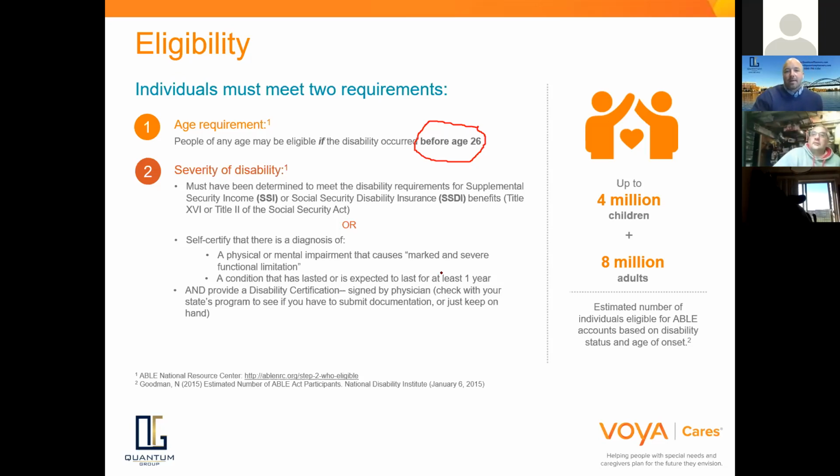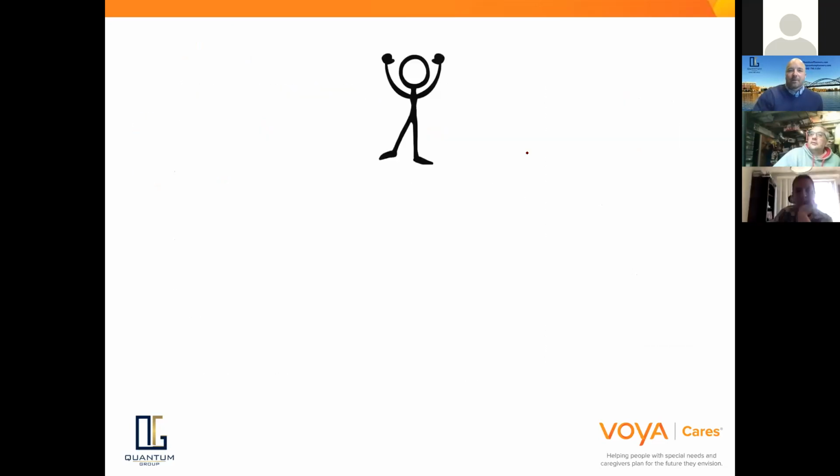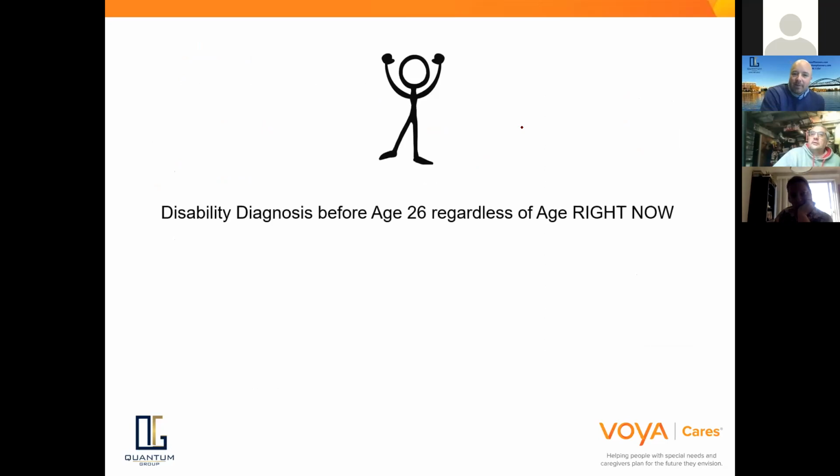So, more simply put, there's the person. The disability diagnosis needs to happen prior to age 26, but what's important to understand is that's regardless of what age you are right now. If you were 47 years old and had a disability diagnosis that happened prior to age 26, it doesn't matter what age you are right now. What matters is that the disability diagnosis, which may have been 21 years ago, means you are age eligible. That's one of the misnomers that people sometimes get caught up on, and it's important to work through.